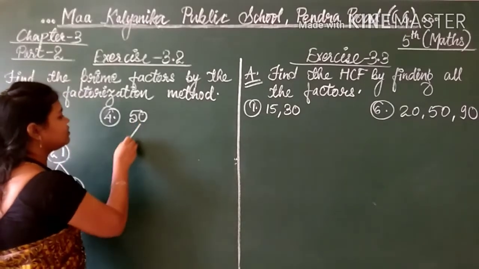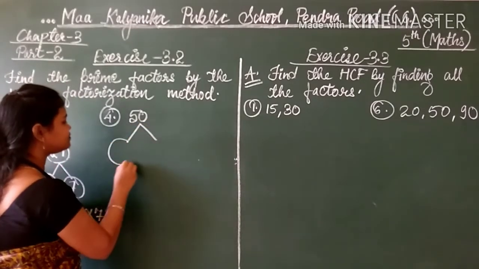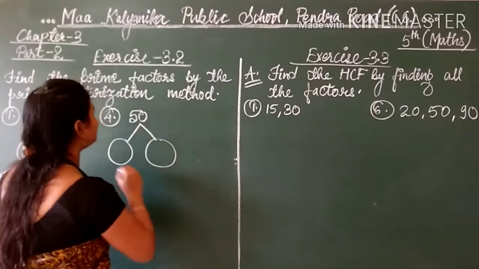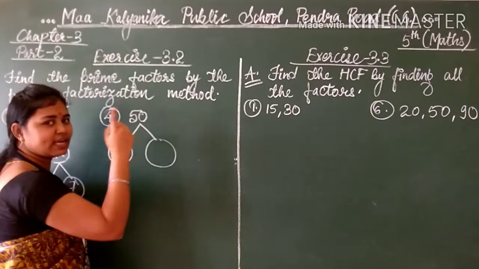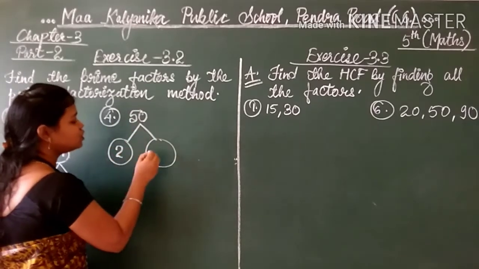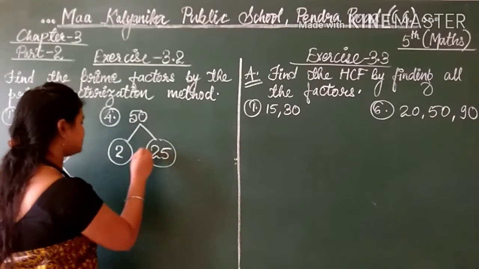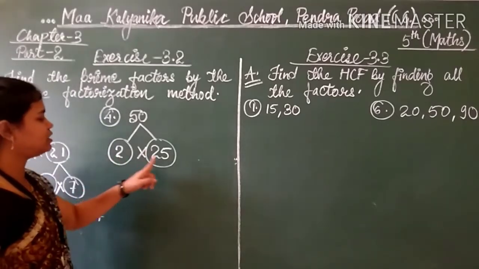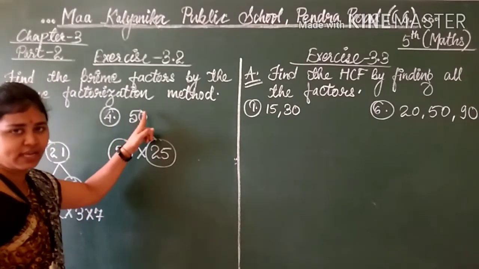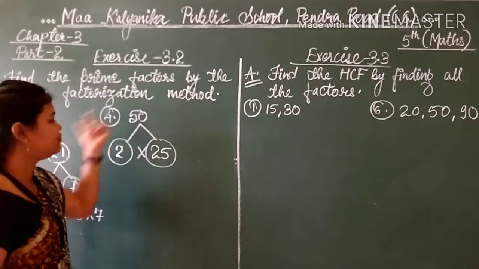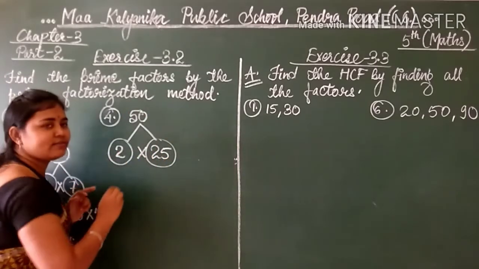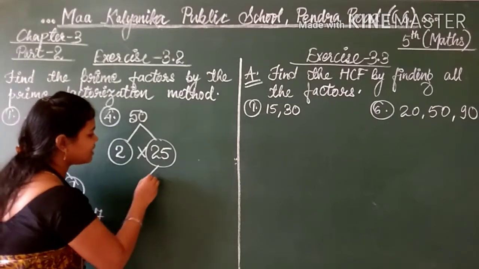So 50, we have to just find out the prime factors of 50. So now, the table of 2, 50 is there. Yes, it can be divided by 2. 2 25s are 50. 2 into 25. 25 2s are 50. Yes or no? Yes. Now 2 cannot be divided further. No. But 25 can be.